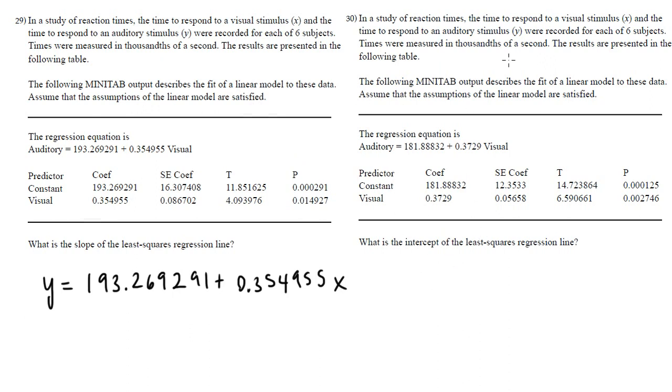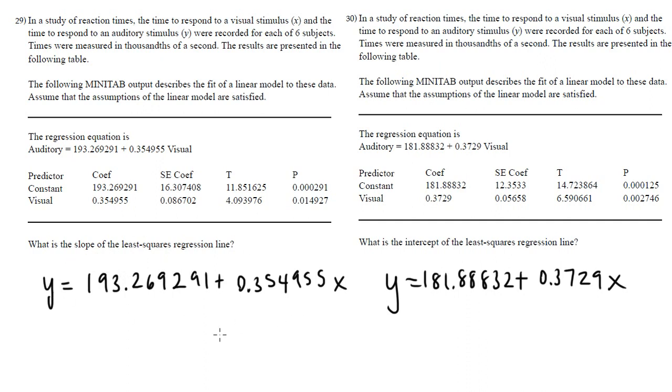Same here. Auditory is y, so y equals 181.88832 plus 0.3729. Visual stimulus is x. That's all I did. I rewrote this as a linear equation with x and y as my independent and dependent variables. So what's the slope of this line?